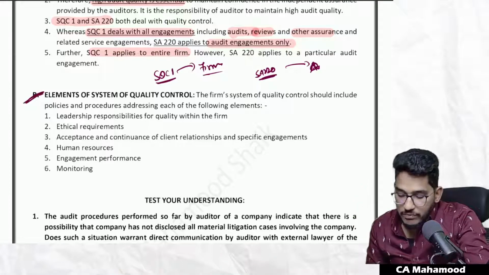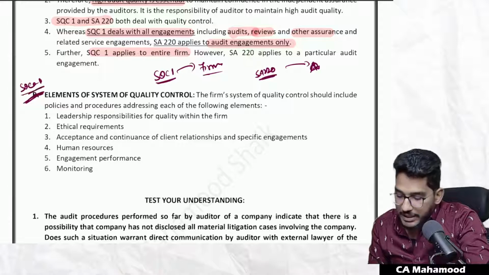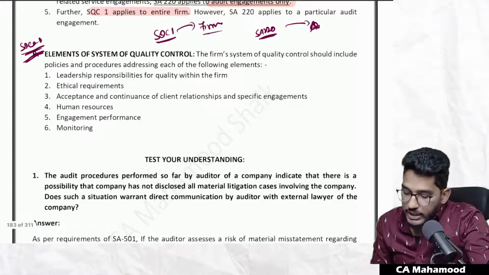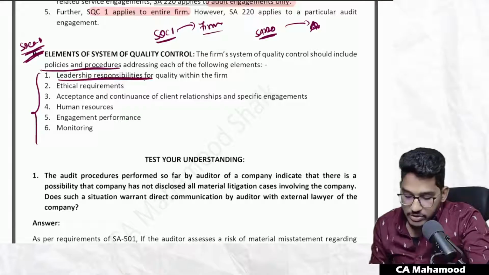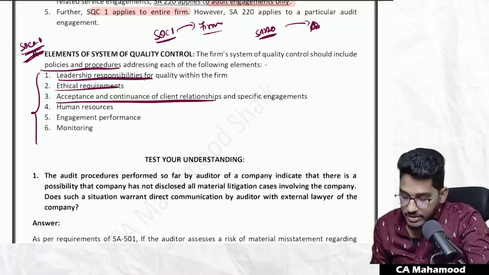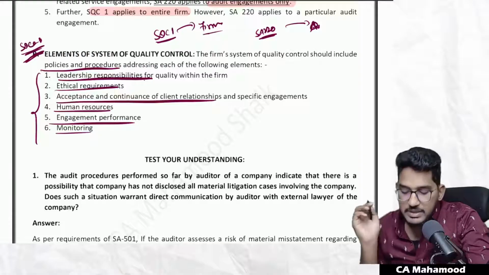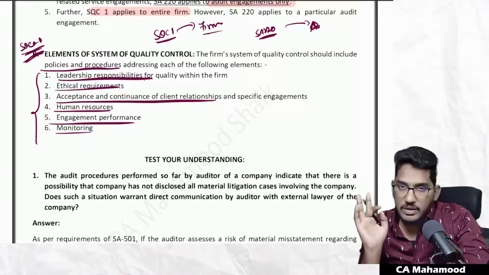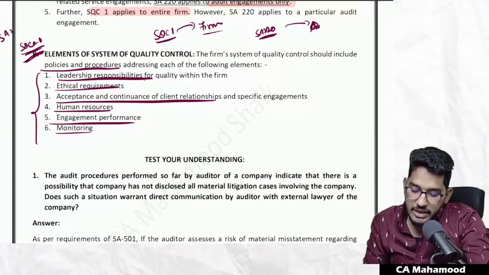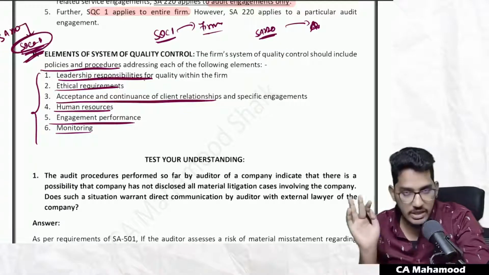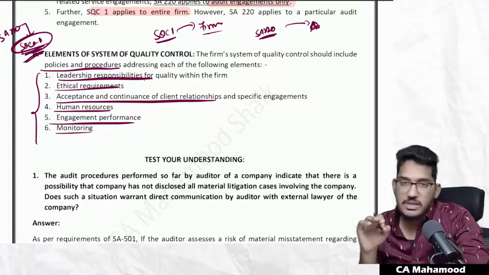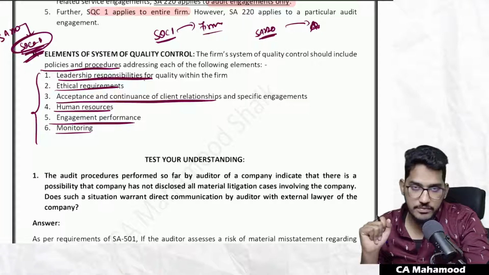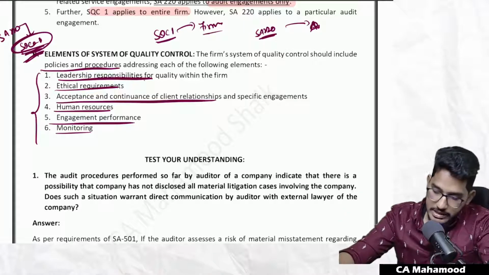So what are the elements of the system of quality control? Even SQC1 says if you want to maintain quality control in all assignments, you need to follow some policies and procedures. That too in how many areas? 6 areas. Sir, what are the 6 areas? Same as we have discussed in SA220. Leadership responsibility, ethical requirements, acceptance and continuation of client relationship, human resources, engagement performance, and monitoring also. Clear? So that's what I'm trying to say. SA220 has been exactly taken from SQC1 only. Clear? So this is the discussion relating to SA220 versus SQC1, which is applicable for your CA Inter audit examination. Clear? So that's all regarding this SA220.